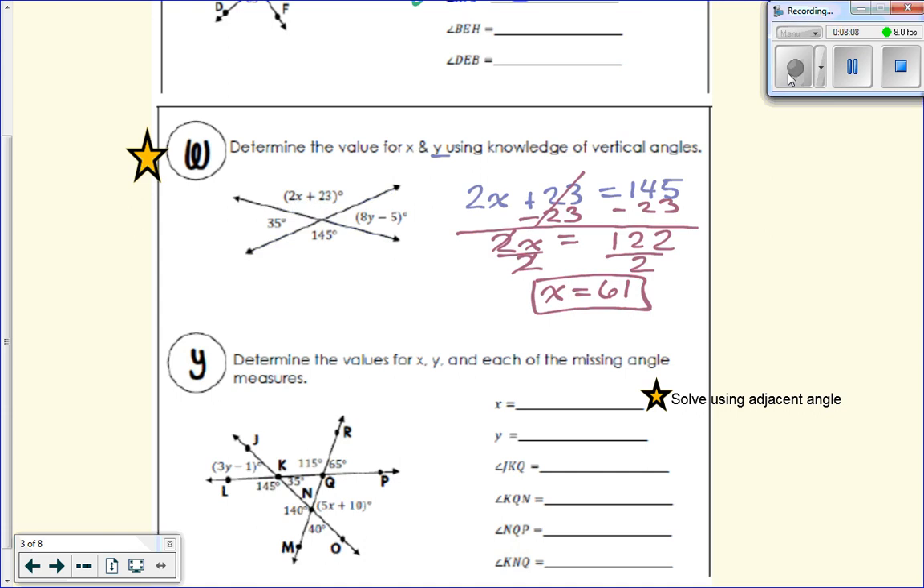All right, so to solve for the value of y, this angle, its vertical angle is 35 degrees. Vertical angles are congruent. So we set them equal to each other because they're congruent. And to solve for y, we're going to add 5 to both sides.